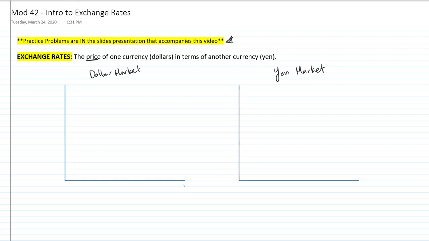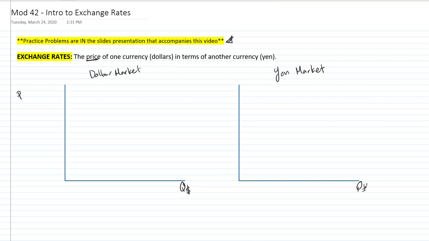And as with most of our markets, the horizontal axis is going to be really easy. In this case, the horizontal axis is the quantity of dollars, and over here we're going to put the quantity of yen. That's a Y with two little lines through it on the bottom there. The vertical axis is a little bit trickier. I'd like you to be really specific here.